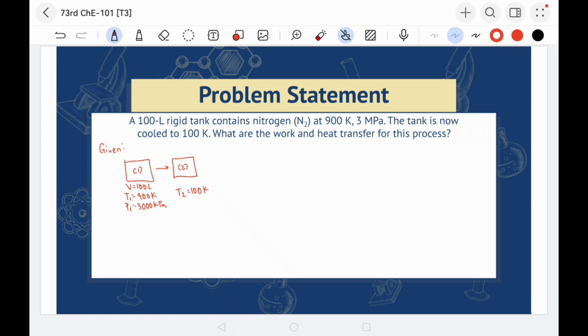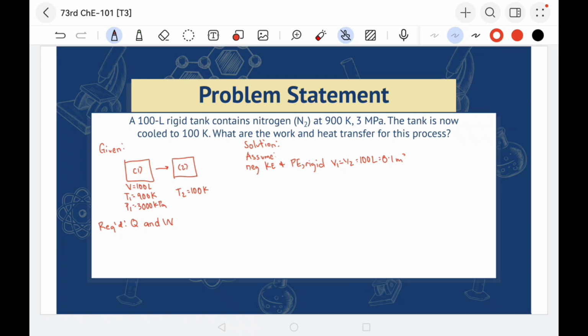Now that we have the given and the diagram, we must write the required, which is the heat and the work for this process. Now, for our solution, we will start with the assumptions. We will assume that potential energy and kinetic energy are negligible. And the system is also rigid as stated in the problem, which means that V1 equals V2 equals 100 liters or 0.1 cubic meter.